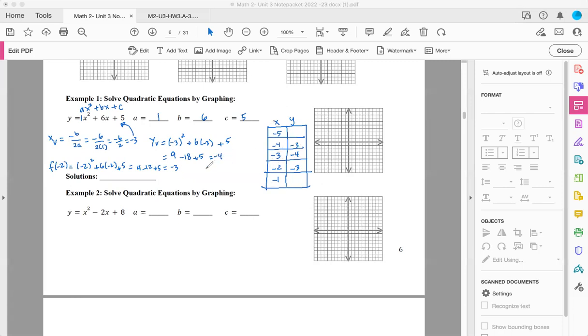If I want to find f of negative 1, let me just create here a barrier. F of negative 1, that's plugging negative 1 into the equation. So negative 1 squared plus 6 times negative 1 plus 5. That's going to be 1 minus 6 plus 5, and that happens to be 0. So I actually found a couple of zeros, a couple of the intercepts. So now I can graph.